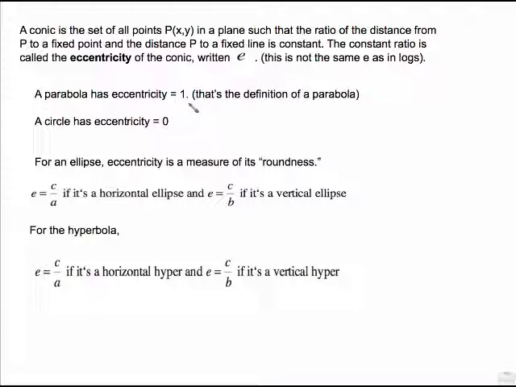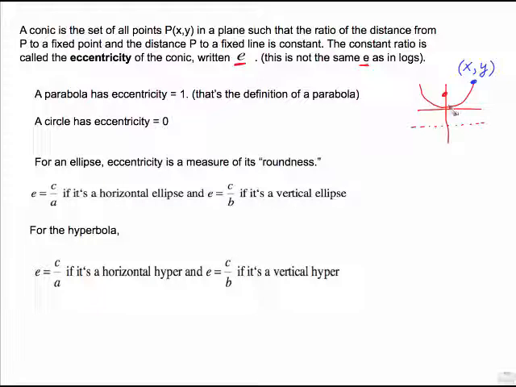Now there's something called eccentricity, and it's defined this way. A conic section is going to be a set of all points in a plane such that the ratio of the distance from P to a fixed point and the distance P to a fixed line is constant. The constant ratio is called the eccentricity of the conic, and it's written like this with an E. And that E is not the same as the E we had in the logarithm chapter. Now a parabola has eccentricity 1. That's the definition of a parabola.